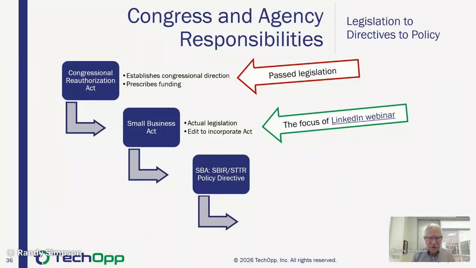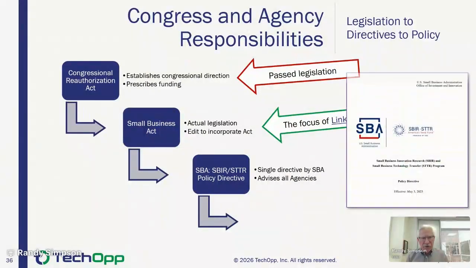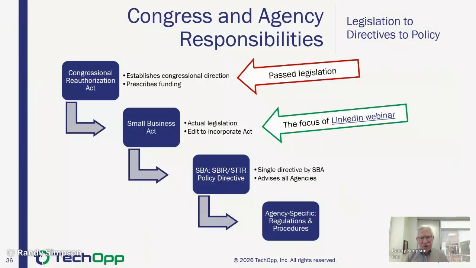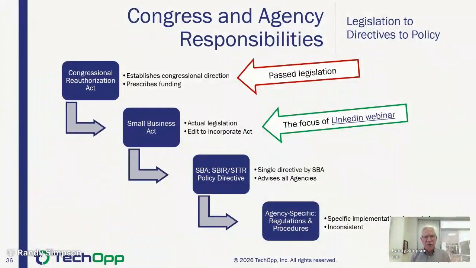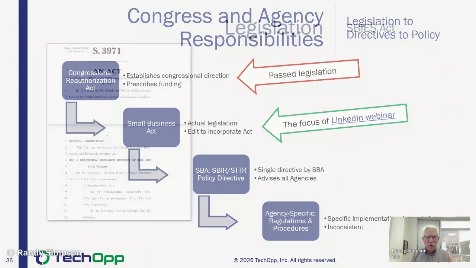From the Small Business Act changes, the Small Business Administration will publish a policy directive. It's a single directive by the Small Business Administration to all the agencies. It looks like that, and it will be updated. And then agency-specific regulations are issued from there. Specific implementation for each agency, very inconsistent across agencies. There's an example of DCIP that has some of the agency regulations for DOD. So that's how all that works together.